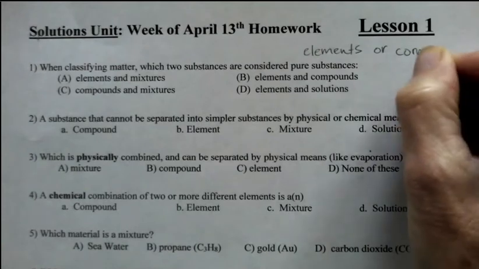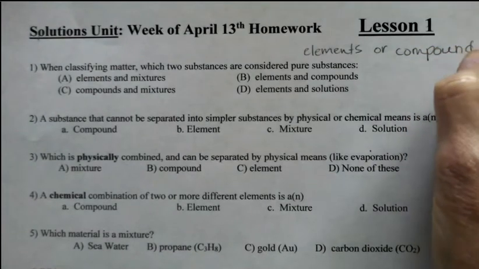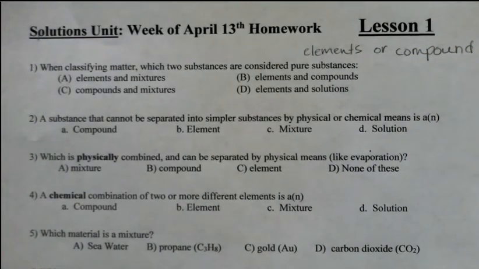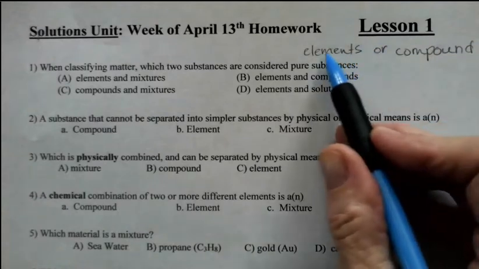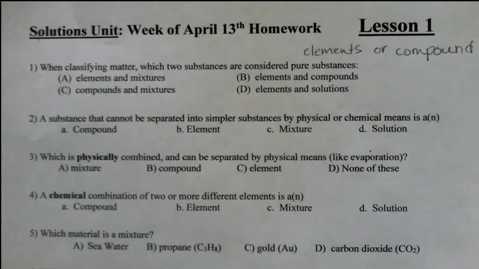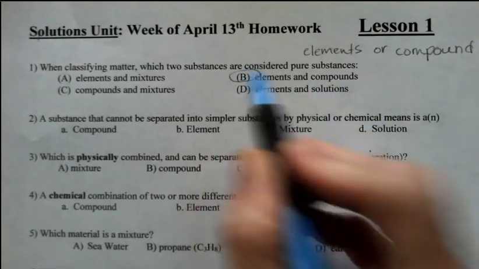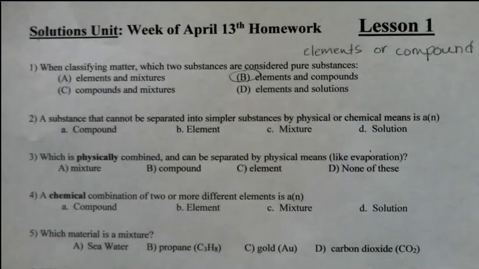Now, the reason is you can't separate these by physical means. You can only separate them with a chemical reaction. Actually, you can only separate compounds with a chemical reaction. Elements are in their most basic form, so you can't separate them at all. So the correct answer is B, elements and compounds.